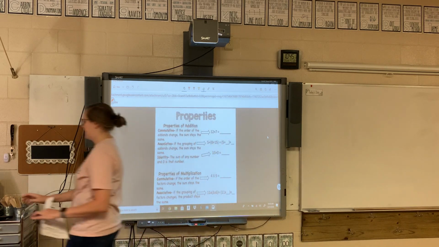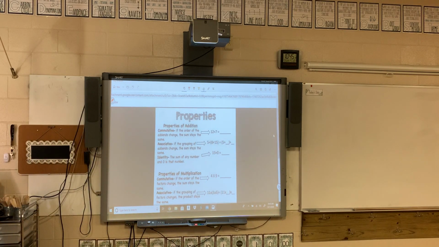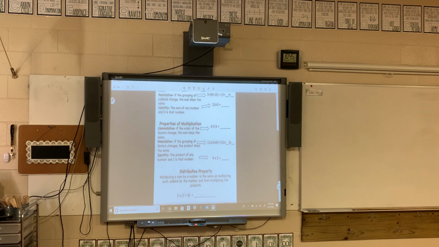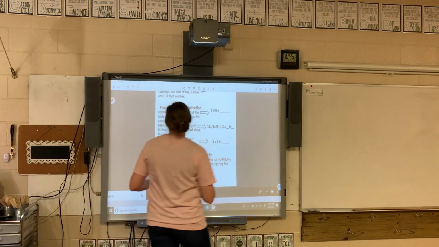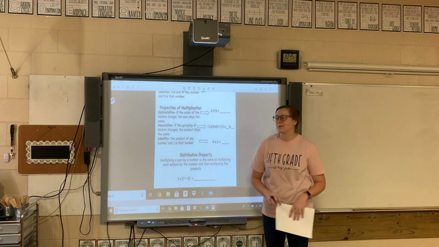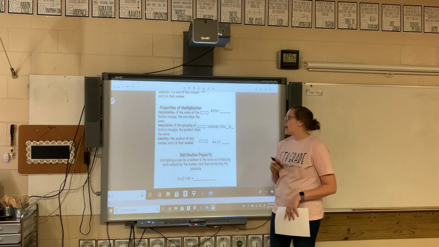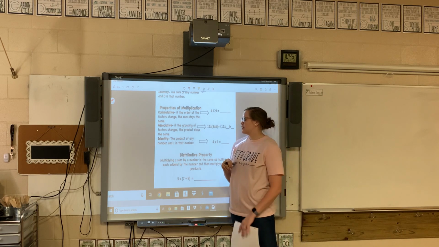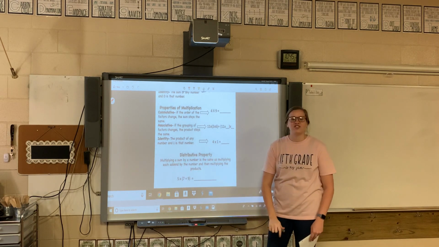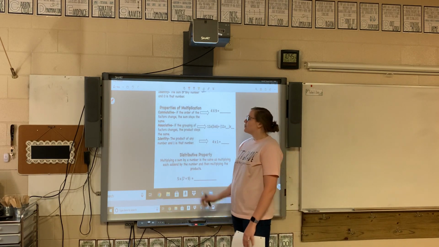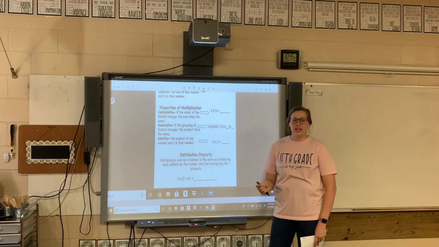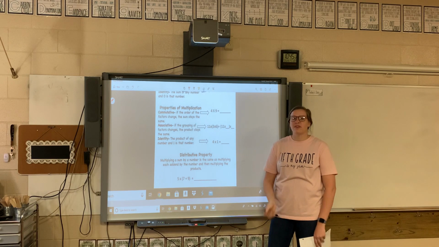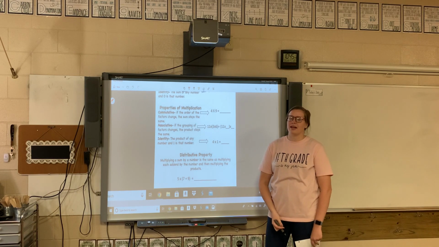We'll scroll up and look at the properties of multiplication. So when we're talking about properties of multiplication, three of our properties are going to be the same, and then we'll talk about the distributive property. So we still have commutative property, and that just means if the order of the factors change, the product's going to stay the same. Very similar to commutative property when we're talking about addition.